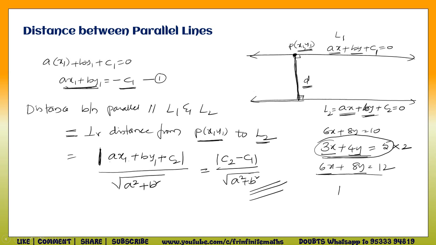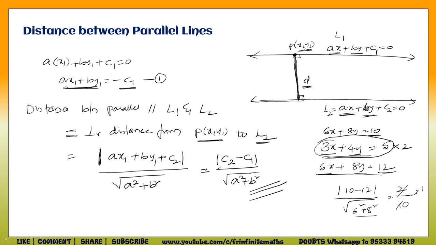So what is the distance between these two? So c1 minus c2. So you can directly take these constants. So both are on the same side. So directly I can take 10 minus 12 by root over a square plus b square. So 6 square plus 8 square. So from this 10 minus 12 is nothing but modulus of 2, is 2 by 6 square plus 8 square is 10 square, which gives me 10.